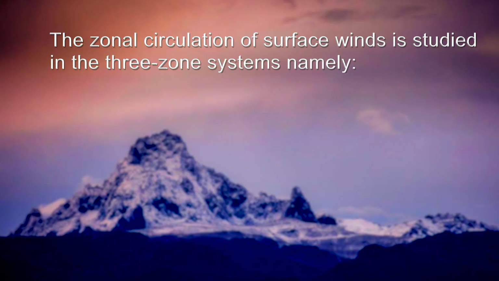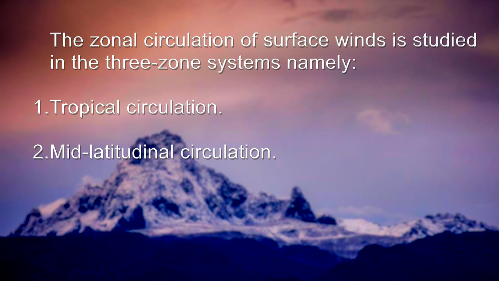The zonal circulation of the surface winds is studied in three zone systems, namely tropical circulation, mid-latitudinal circulation and the polar circulation. It may be mentioned that the belts of permanent or planetary surface winds are approximations, as these wind belts are not continuous and regular in reality because of uneven distribution of the land and sea and their contrasting nature of heating and cooling.